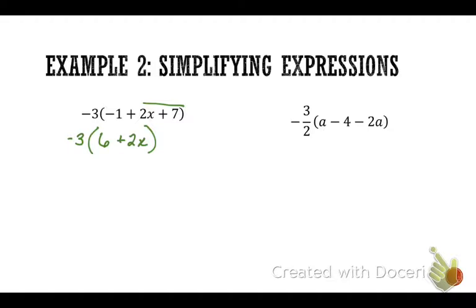All right, now do your distributive property. Let's see who can get a step ahead of me. See if you can get the answer. All right, -3 times 6. How many negatives? 1. So that's -18. -3 times +2x is -6x. All right, okay. Who got it? -18 minus 6x.